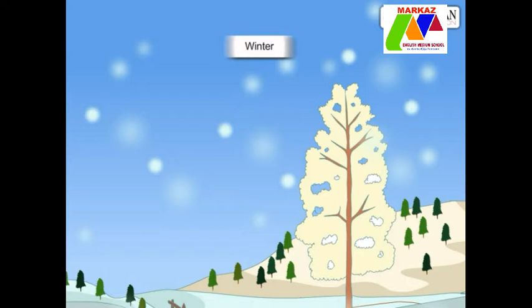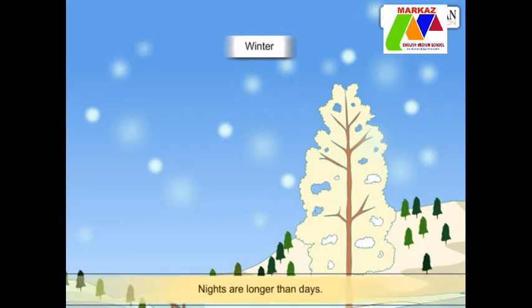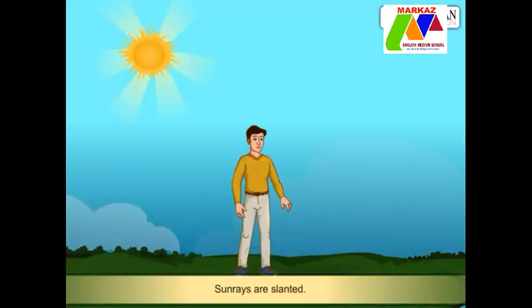During the winter season in India, which is generally from the month of November to February, the upper half of the Earth is tilted away from the sun. As a result, the nights are longer than the days, and the sun remains in the sky for a shorter duration. The sun rays fall slanted on the upper half of the Earth. Hence, less light and heat reach this part of the Earth.